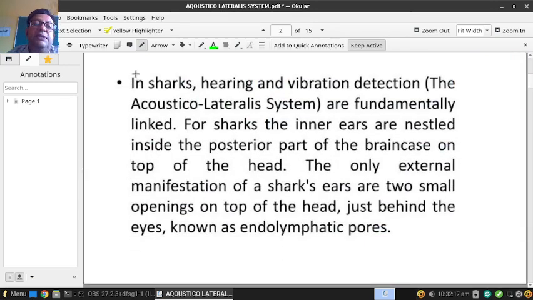In sharks, for example, which is more important, they can hear and they can also detect vibrations. The basic structure is the same. In sharks you have inner ears, nestled in the posterior part of the brain case on the top of the head.